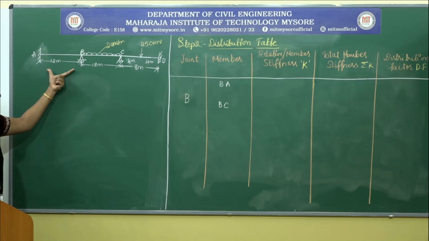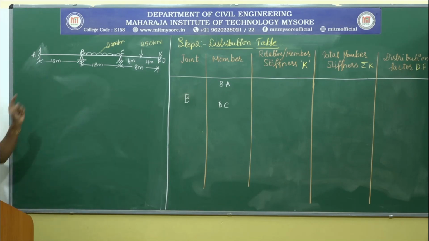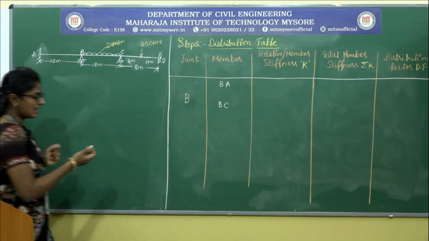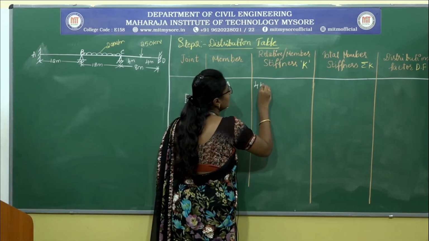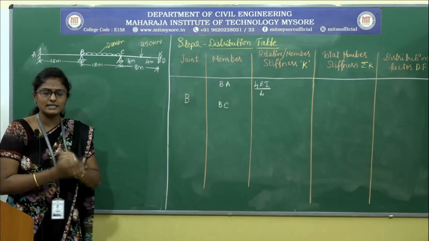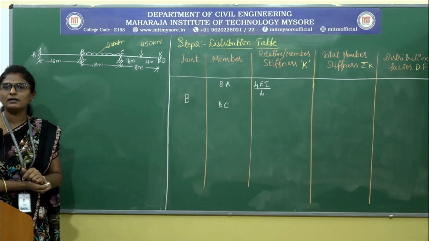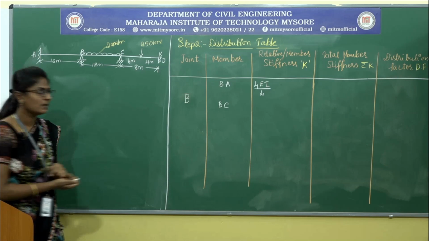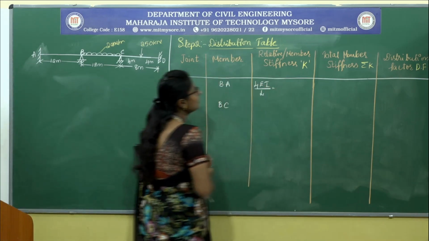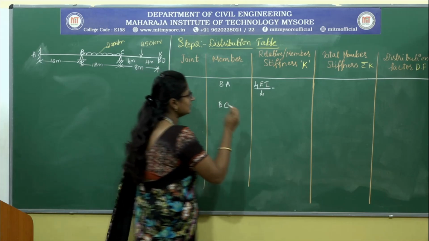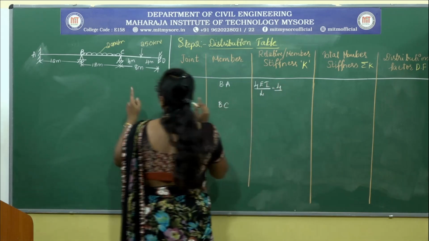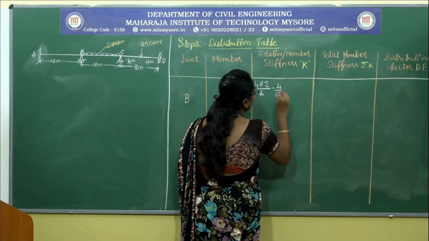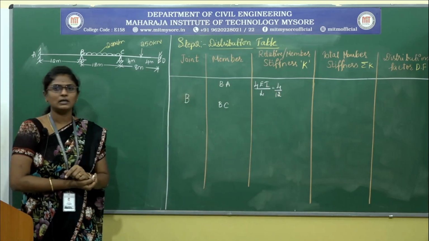To calculate the stiffness in this span, we have to take the far end into consideration. Since the far end is fixed, we have to take the stiffness as 4EI by L, as we have discussed in the previous session. That is, the stiffness of a member if the far end is fixed is given by 4EI by L. Since EI is constant in this problem, no need to consider that, we can directly take the length. What is the length of span L? It is 12 meters.